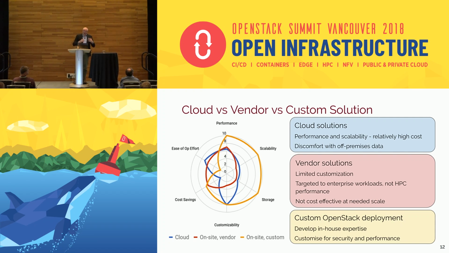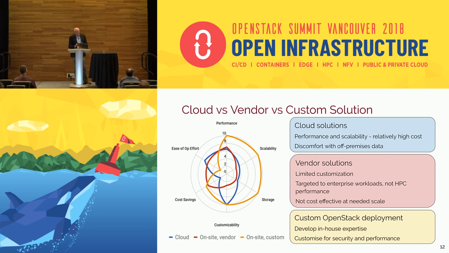So we had to decide what the production system would look like. And we thought about a large variety of options. The plot here attempts to show how we scored some of the options based on 6 parameters: performance, scalability, storage size, ability to customize, cost savings, kind of just an inverse of cost, and ease of operational effort. We started out looking at some pure cloud solutions. I think we looked at AWS, Azure, Rackspace, maybe. We concluded that we could probably get any level of performance and scalability we wanted, but the cost would probably be higher than we could stomach. And we also had discomfort with this data being offsite.